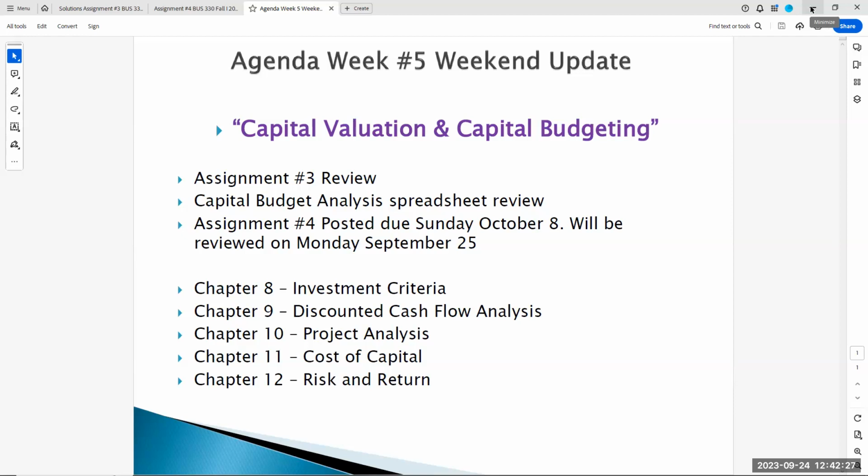Again, these are the chapters that we're reviewing: Chapters 8, 9, 10, 11, and 12. Chapters 10, 11, and 12 this week in week 6 will be the subject of our discussion.